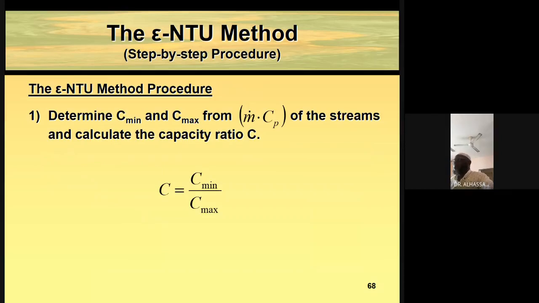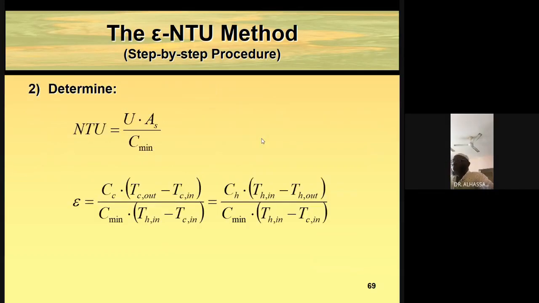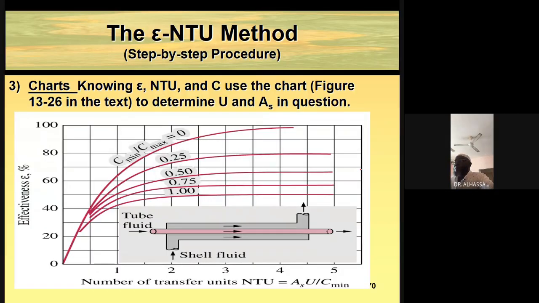C minimum and C maximum can be determined from this capacity ratio. And so NTU again is defined like this. The effectiveness of the heat exchanger can also be defined in this way. So again, knowing the effectiveness of a heat exchanger and the NTU and C, use the chart to determine U and the area of the heat exchanger.